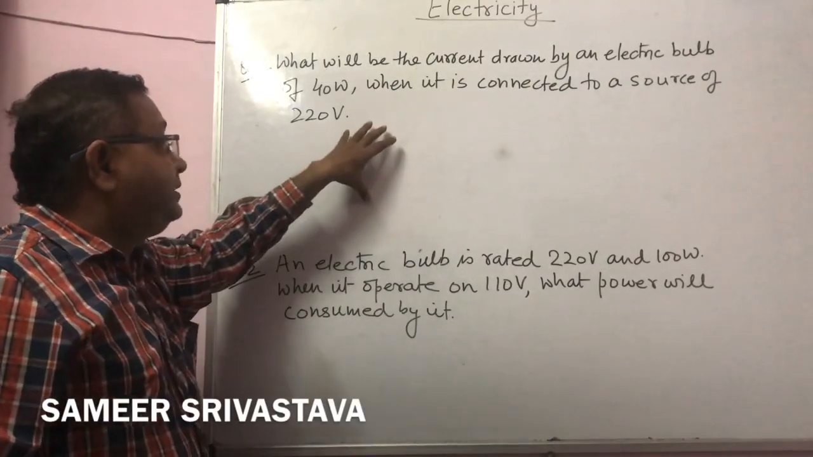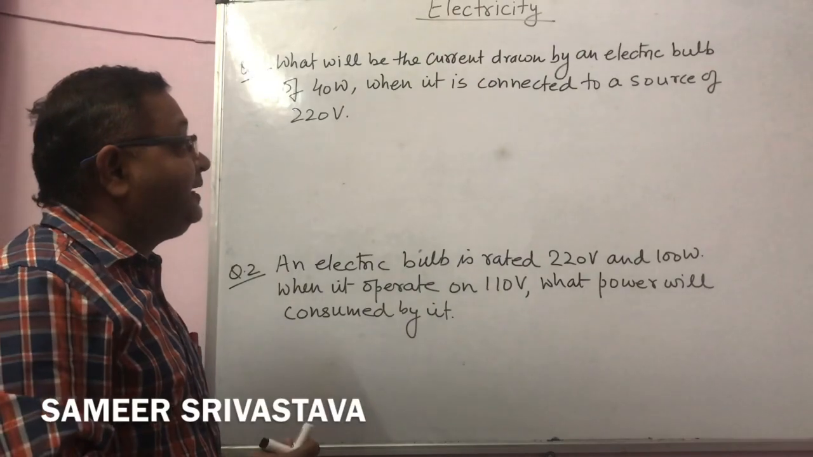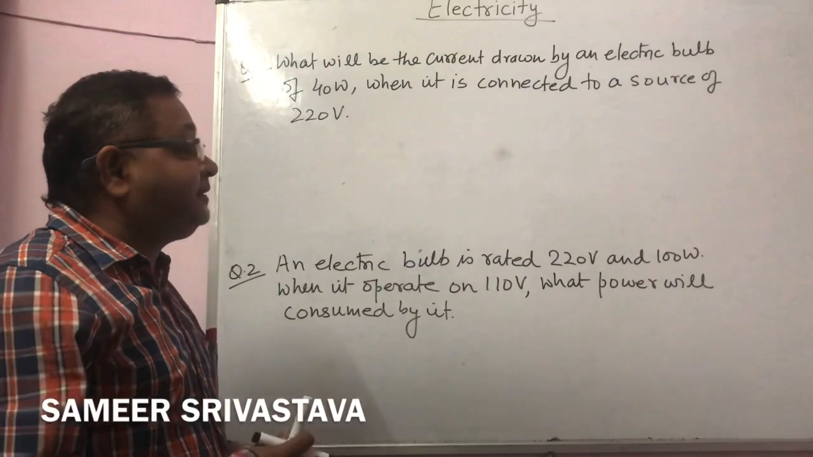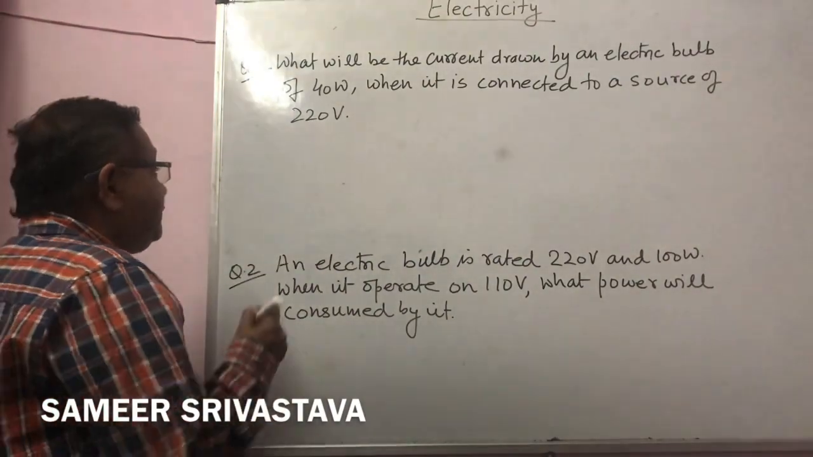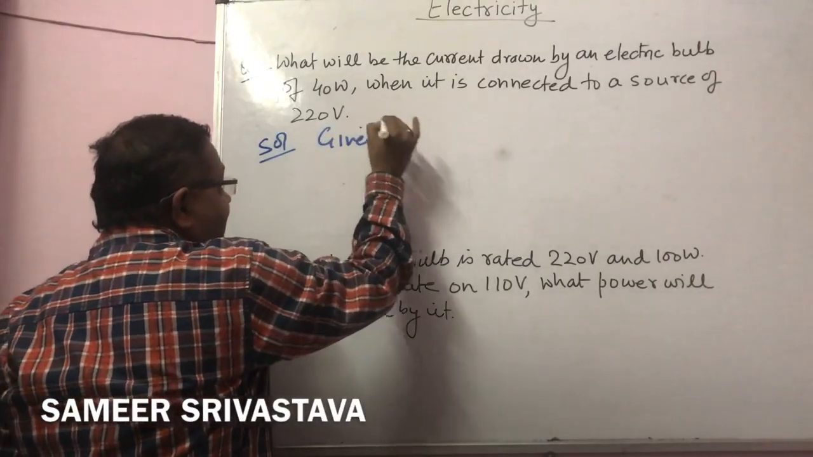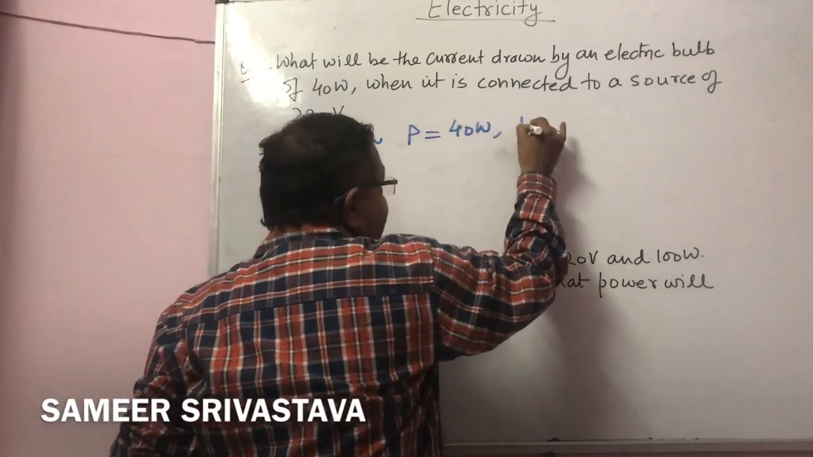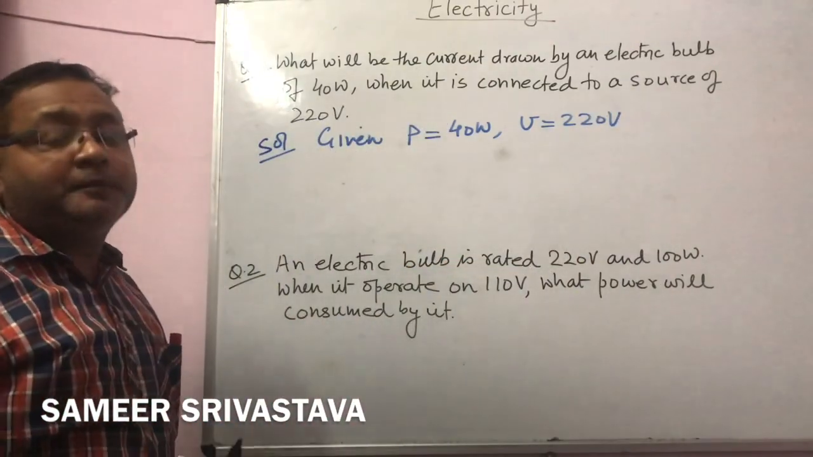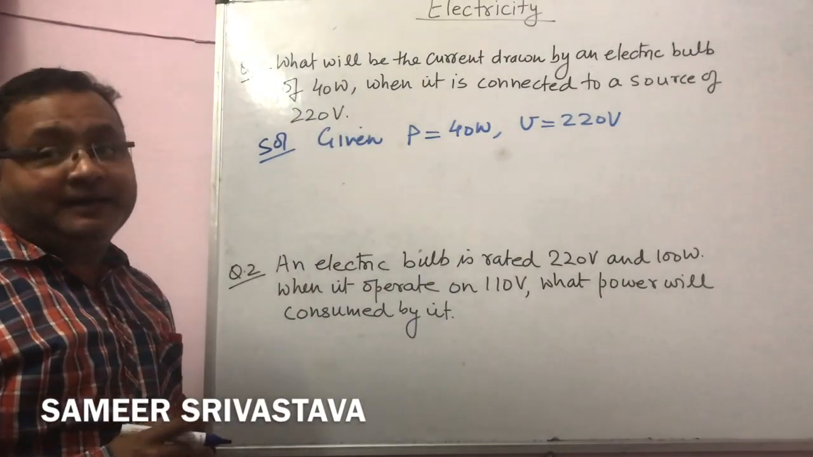Okay students, now the first question is: what will be the current drawn by an electric bulb of 40 watt when it is connected with the source of 220 volt? In this question, what parameters are given to us? The given parameters are the power of the bulb, 40 watt, and the supply voltage, 220 volt, through which this bulb is connected. And we have to find the current drawn by the electric bulb.